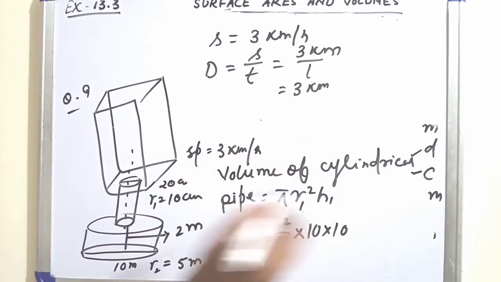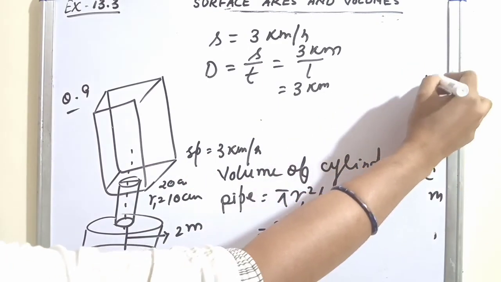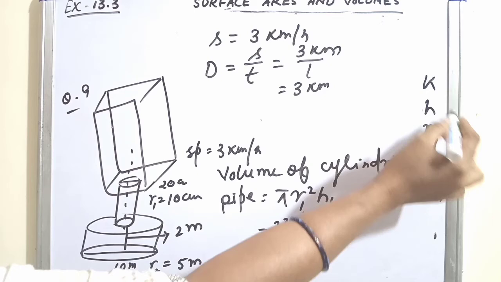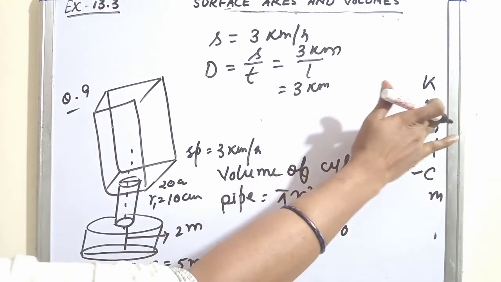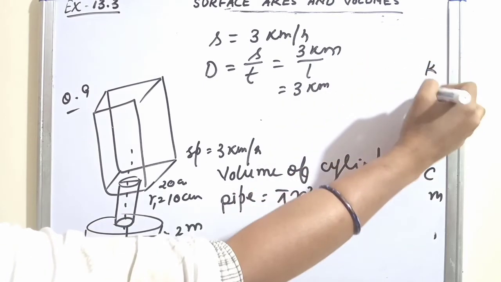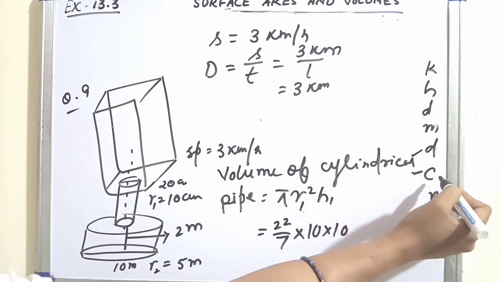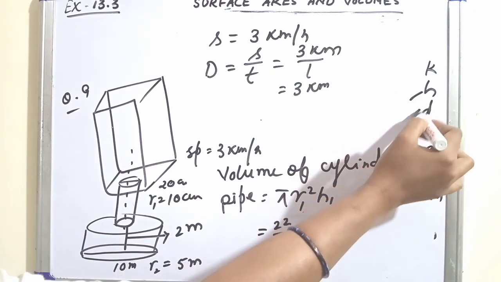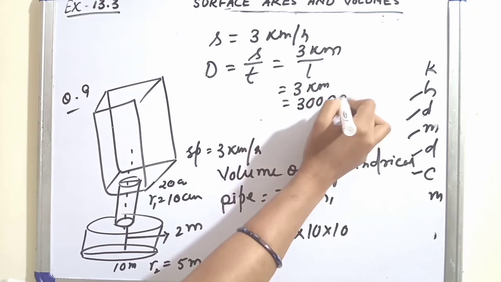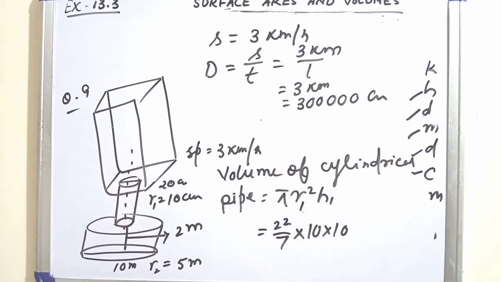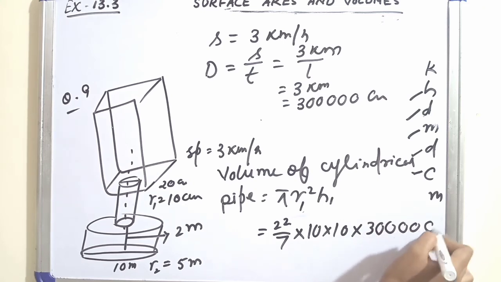Now change kilometer to centimeter. So kilometer, hectometer, decameter, meter, decimeter, centimeter. That means 1, 2, 3, 4, 5, 0. 1, 2, 3, 4, 5, 0 centimeter. So h1 is equal to 1, 2, 3, 4, 5, 0.